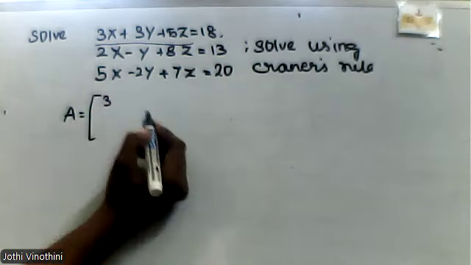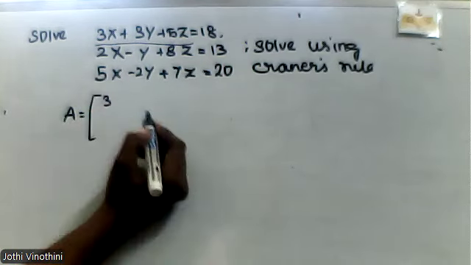Similarly, for row 2, I am going to take equation 2, so it will be 2, minus 1, 8. For row 3, we take 5, minus 2 and 7. So this is matrix A. Matrix X is simply the variables X, Y and Z. And matrix B is what we have on the right hand side: 18, 13 and 20. Clear? So, what is Cramer's rule?